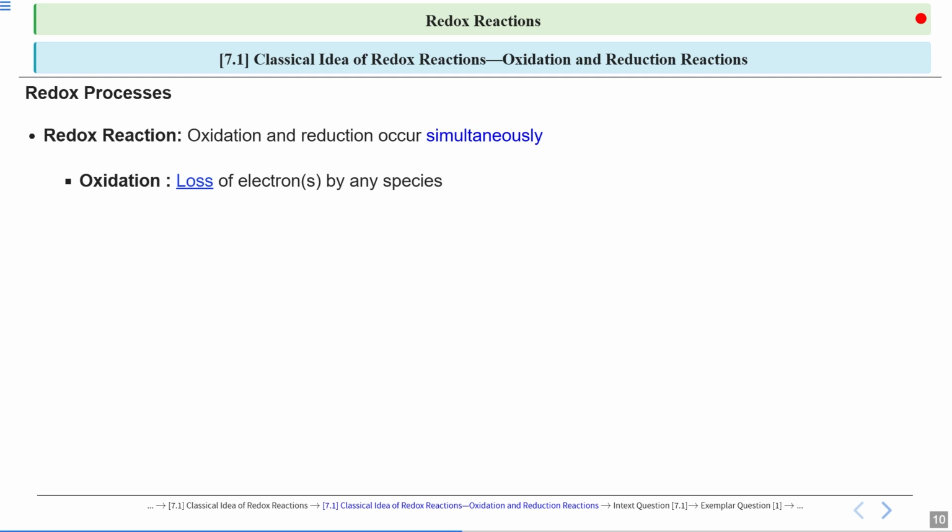So oxidation: the loss of electrons by any species is considered oxidation. The gain of electrons by any species is considered reduction.